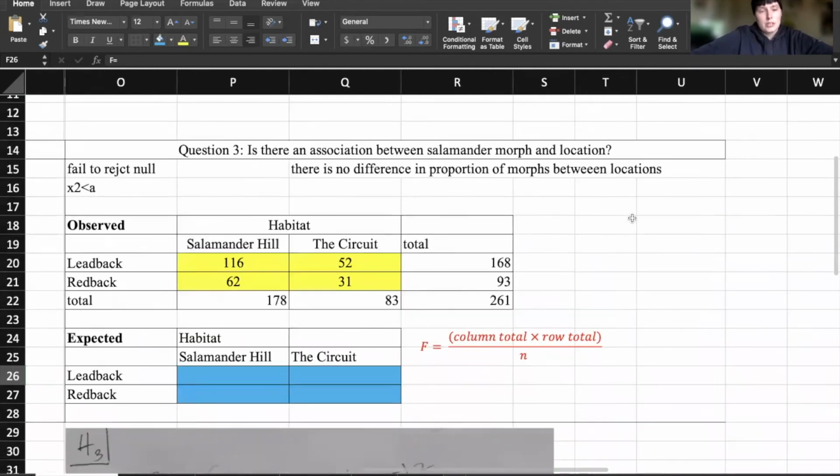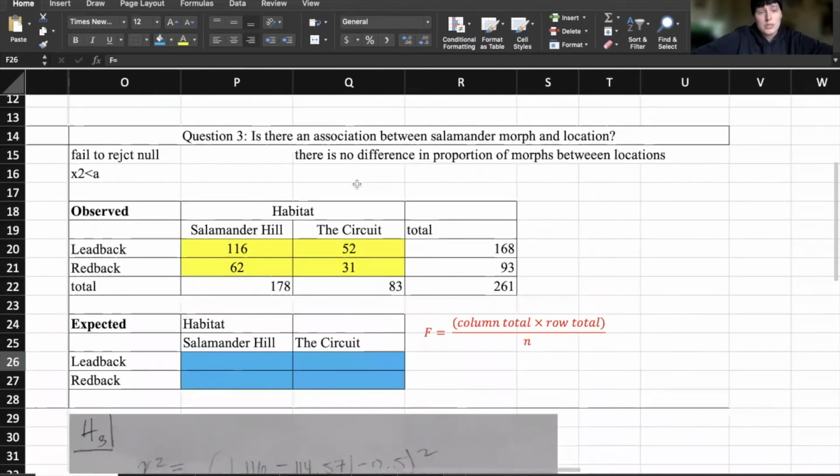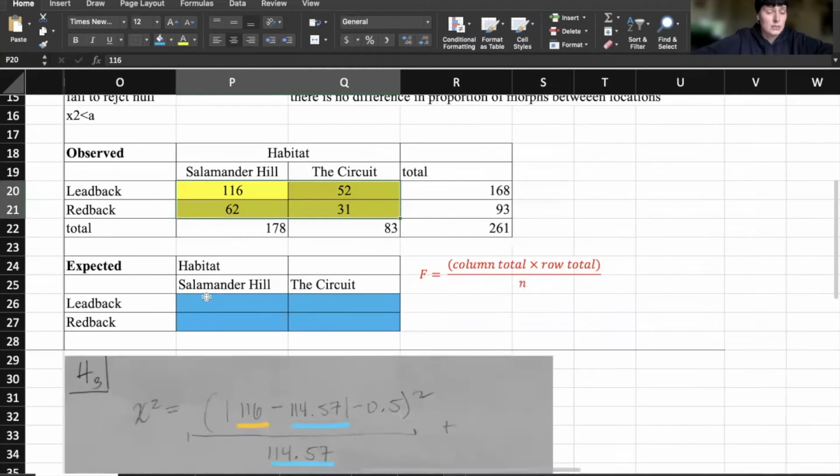And then for this third question, is there an association between salamander morph and location? You're going to be doing something a little bit different. You'll have the same values for your observed table. The observed values are going to be the individual population sizes for the morph and location. The expected values are going to be calculated over here with this formula.